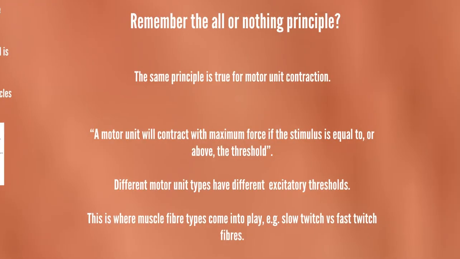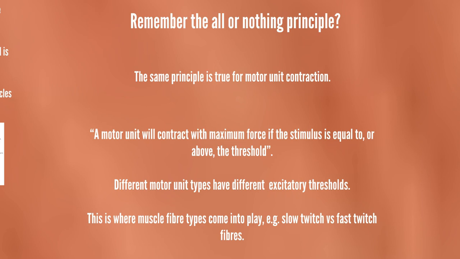So, the same principle we learned in the nervous system applies, the all or nothing principle. If the threshold of a given motor unit is reached, then all of the fibers within that motor neuron will fire with 100% force. This is where muscle fiber types come into play.